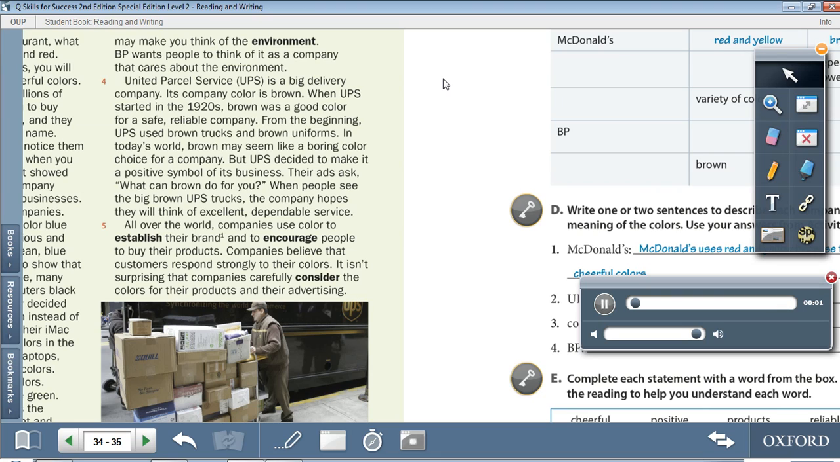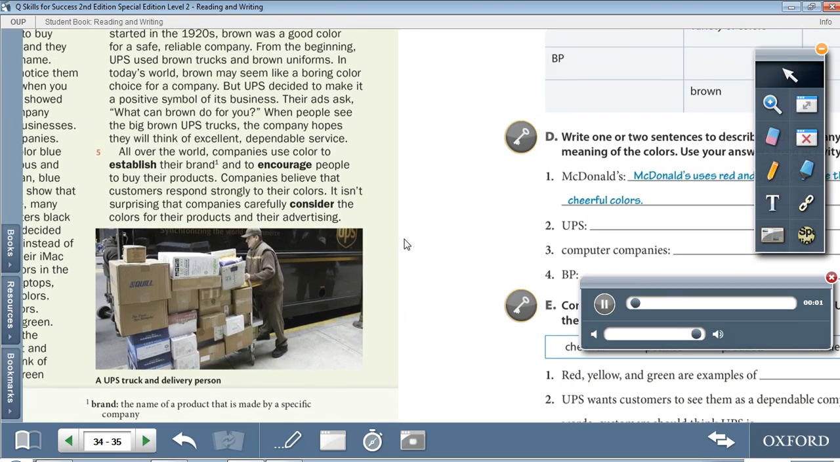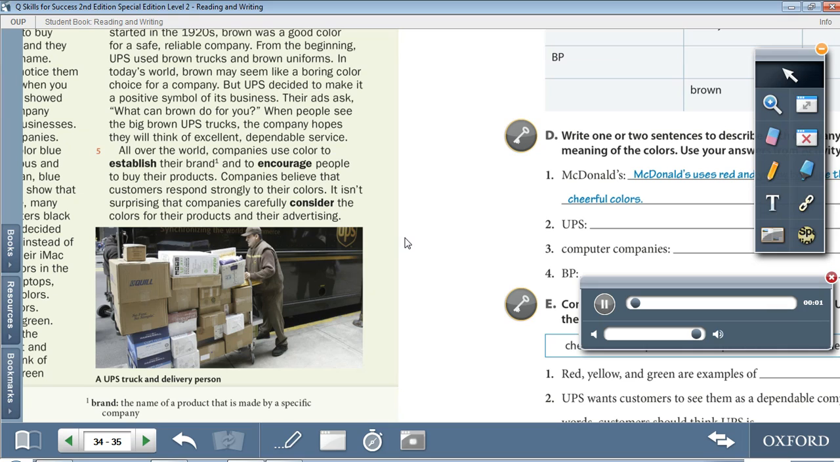Their ads ask, "What can brown do for you?" When people see the big brown UPS trucks, the company hopes they will think of excellent, dependable service. All over the world, companies use color to establish their brand and to encourage people to buy their products. Companies believe that customers respond strongly to their colors. It isn't surprising that companies carefully consider the colors for their products and their advertising.